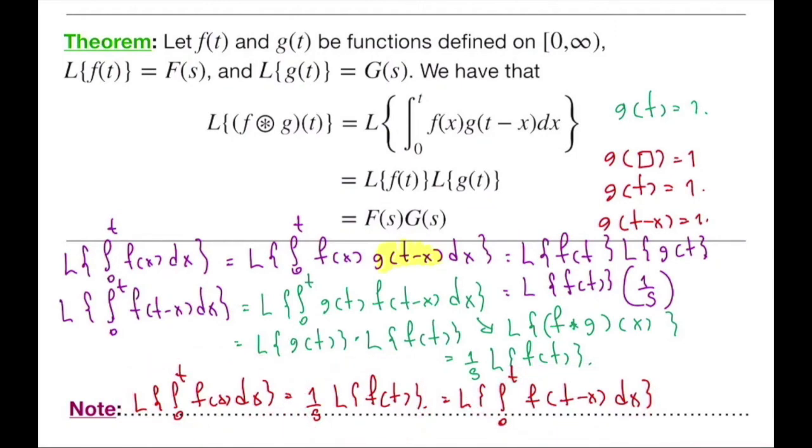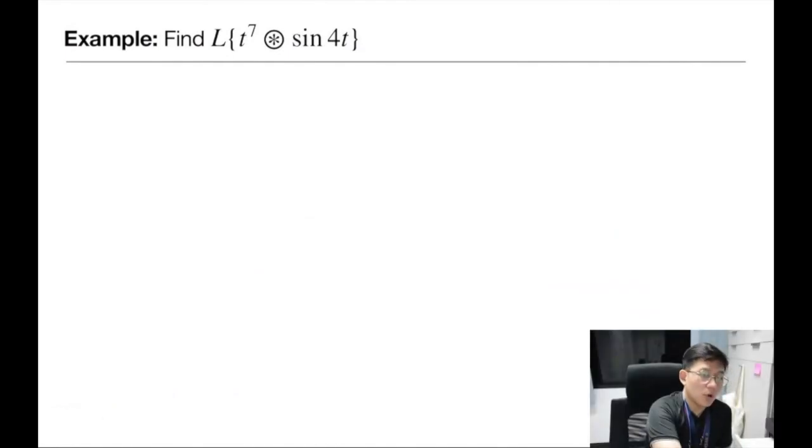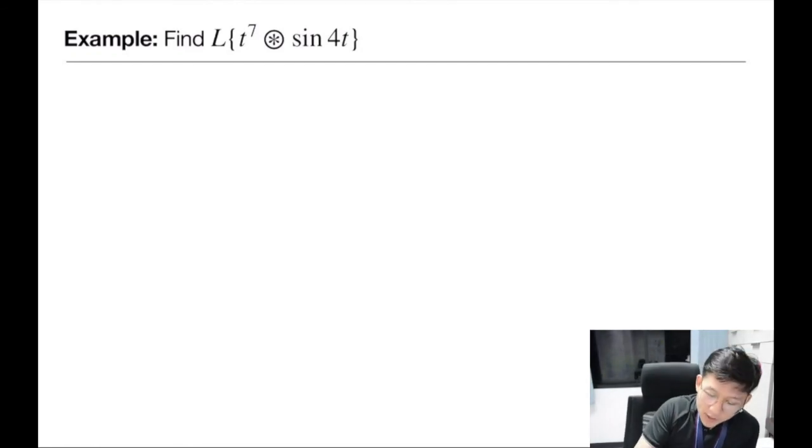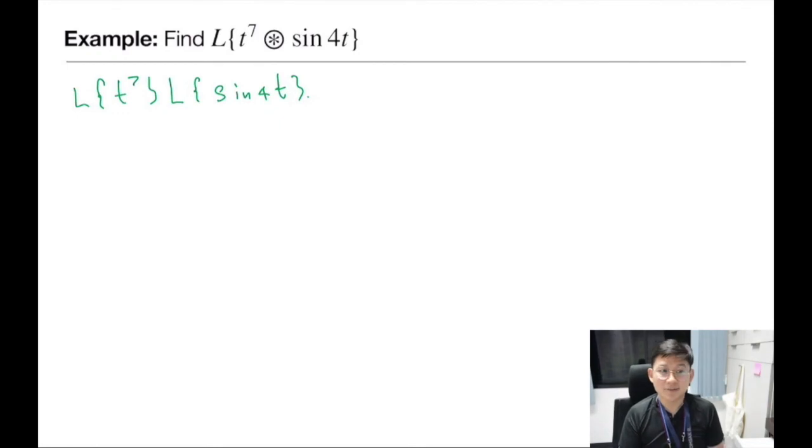Let's look at an example. We want the Laplace transform of the convolution of t to the 7 and sine 4t. That is quite simple. It's actually the Laplace transform of t to the 7 times the Laplace transform of sine 4t. Make sense? Because the Laplace transform of the convolution of f and g is the Laplace transform of f times the Laplace transform of g, so you can split the Laplace transform.